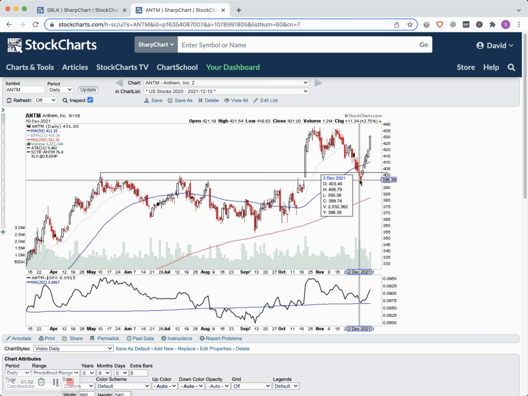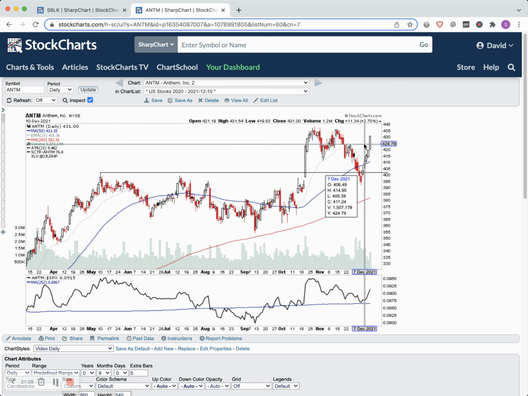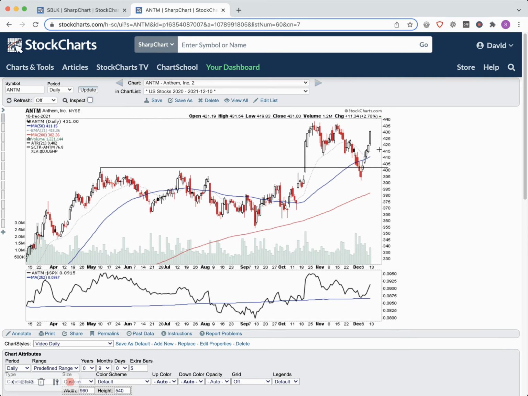There. Where are you? Not even sure where it is there. Just back on there. Basically, we need to hold above the key moving averages here.